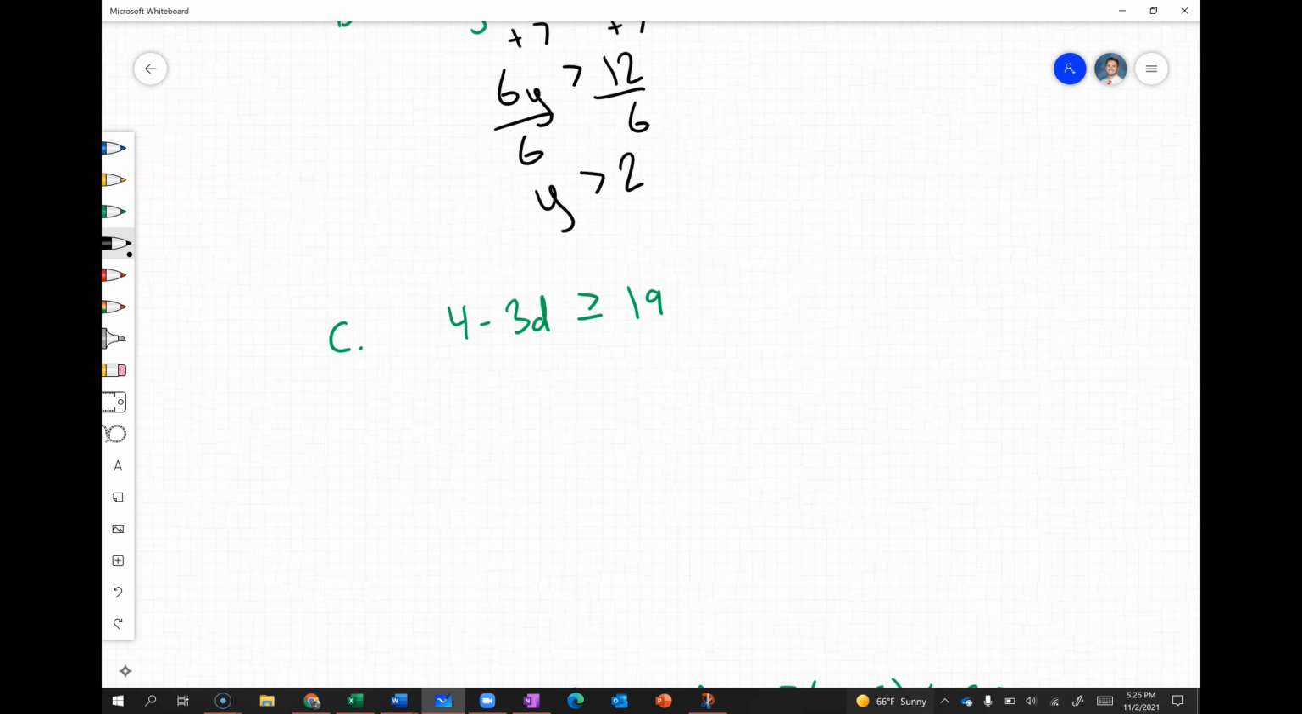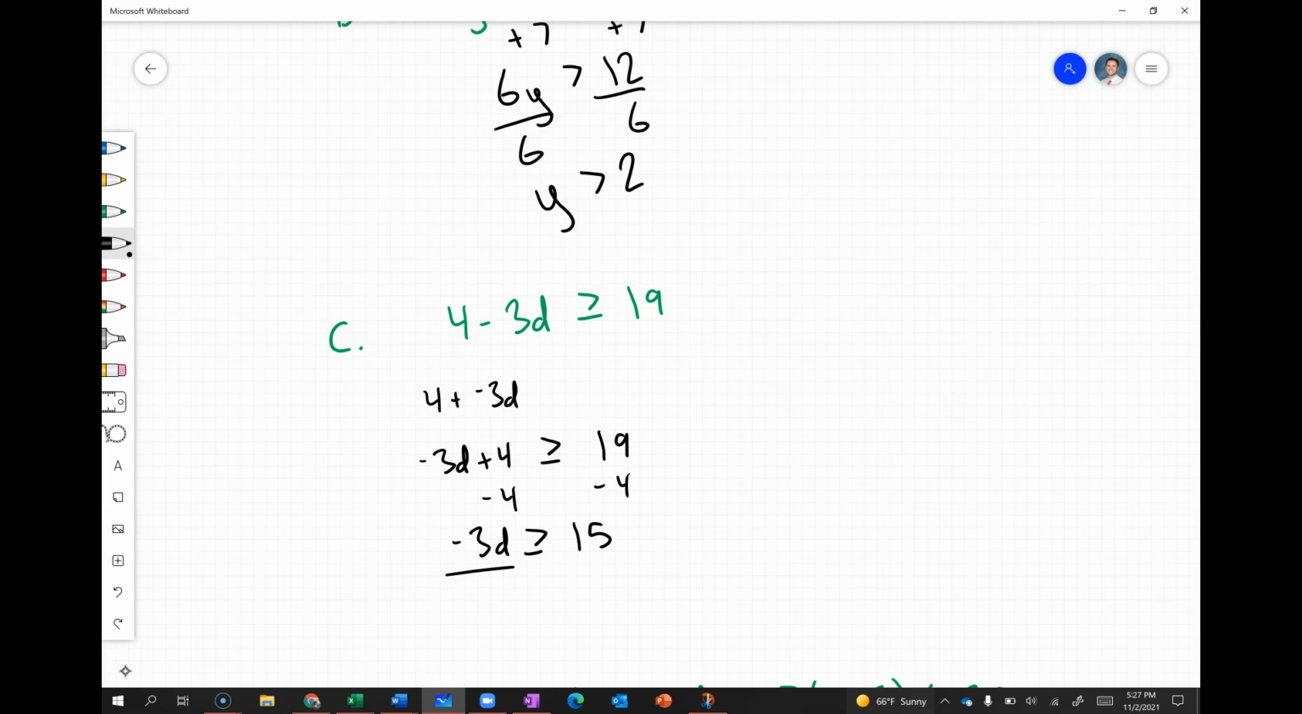The next one here we have is 4 minus 3d is greater than or equal to 19. So remember, when we have 4 minus 3d, you could rewrite this as 4 plus -3d, or even -3d plus 4. Just want to make sure you remember that what we need to do here to isolate -3d would be to subtract 4 from both sides. So we subtract 4 from both sides, and that gives us -3d is greater than or equal to 15.